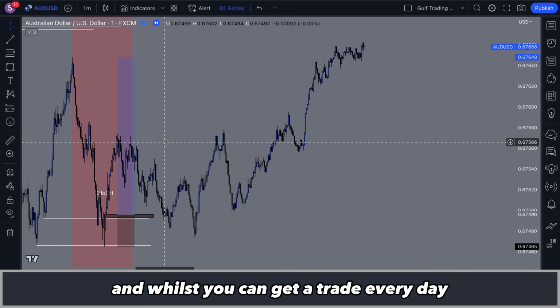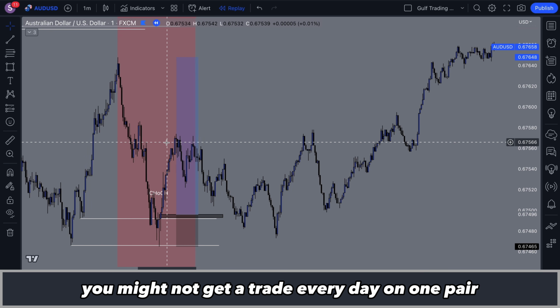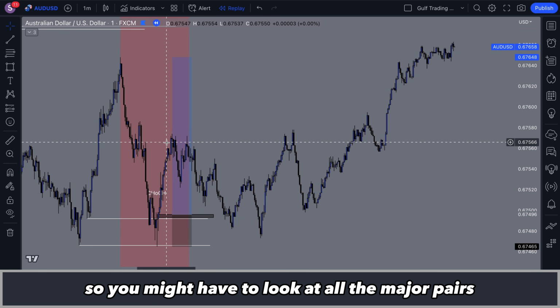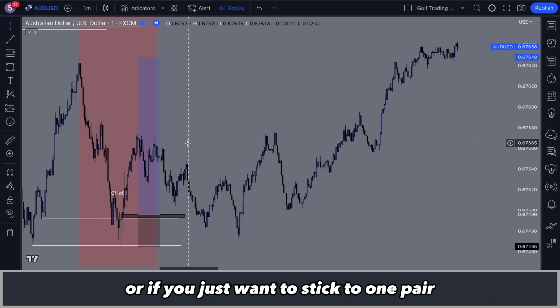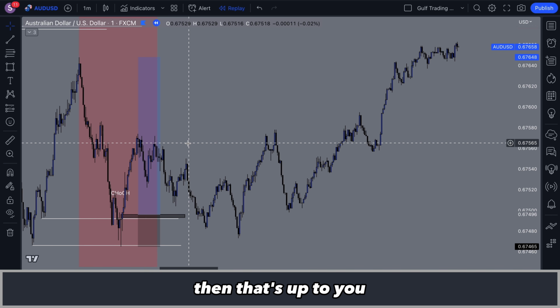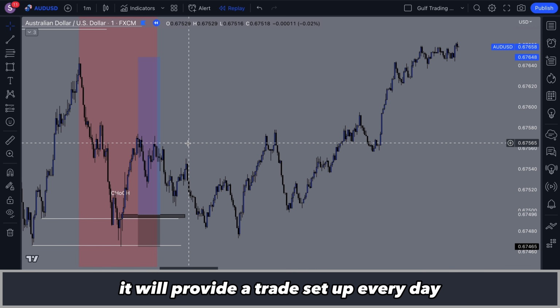Whilst you can get a trade every day, you might not get a trade every day on one pair, so you might have to look at all the major pairs. If you don't get a setup on the pair that you want to trade, look at some others. Or if you just want to stick to one pair and not get a trade every day, but maybe a couple of trades a week, then that's up to you. But across the majors, it will provide a trade setup every day.